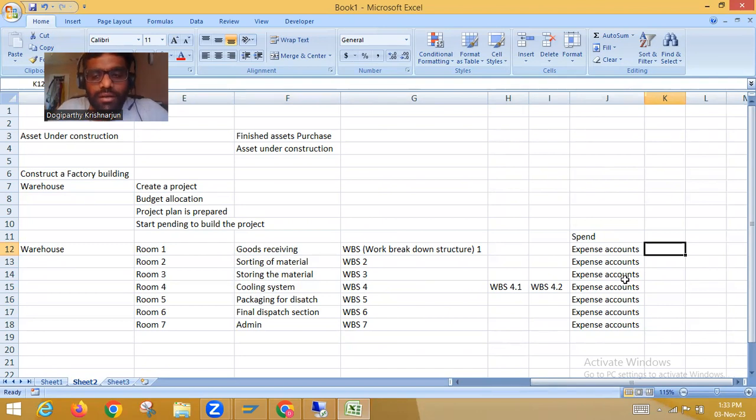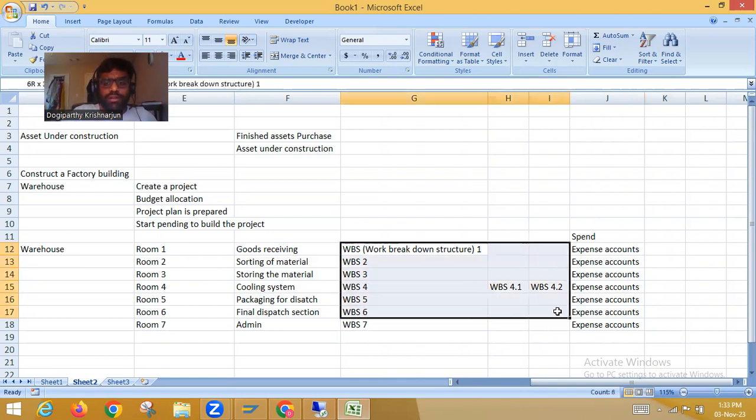the acquisition cost, the capitalization expenditure cannot be expensed to the profit and loss account at the period end financial statements. So which means all these spends that are recorded at various accounts for various work breakdown structures.